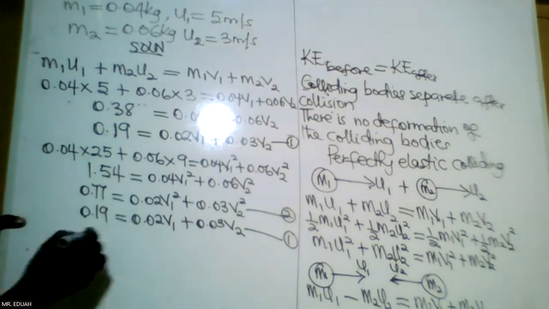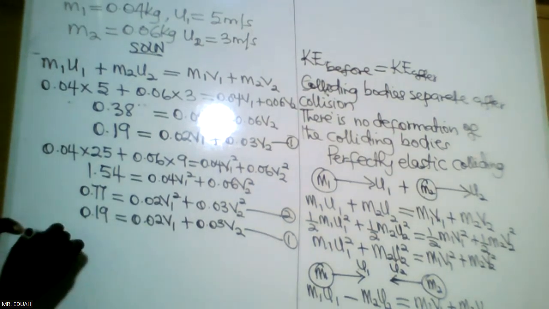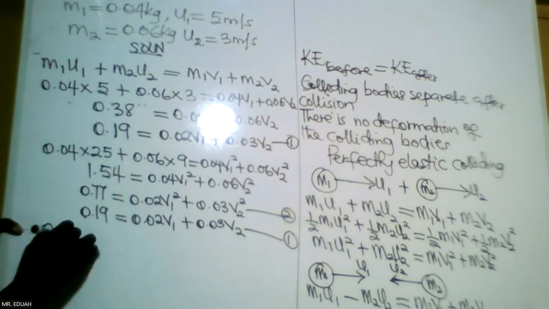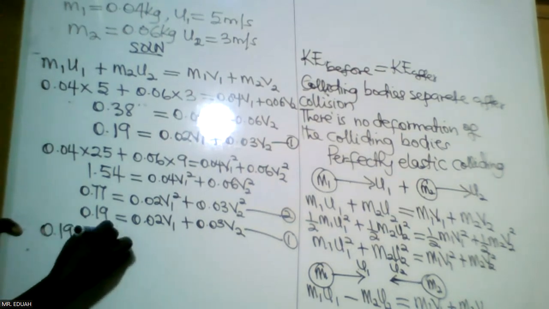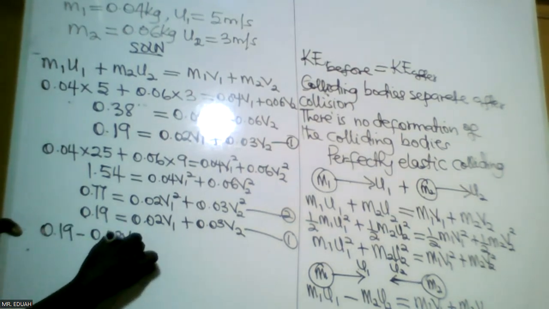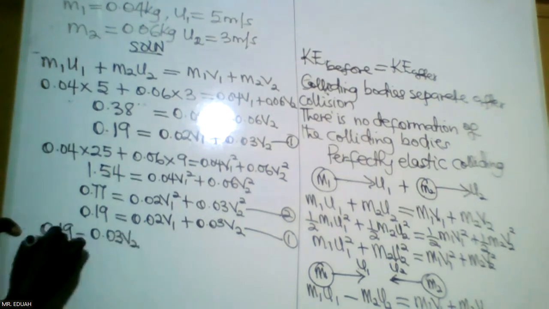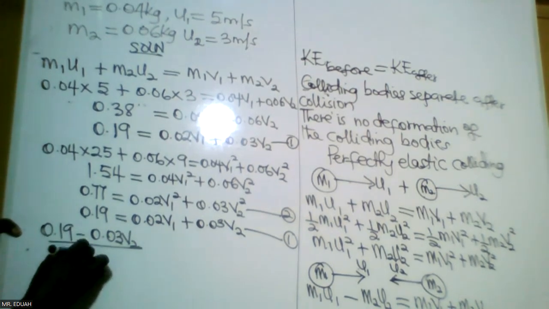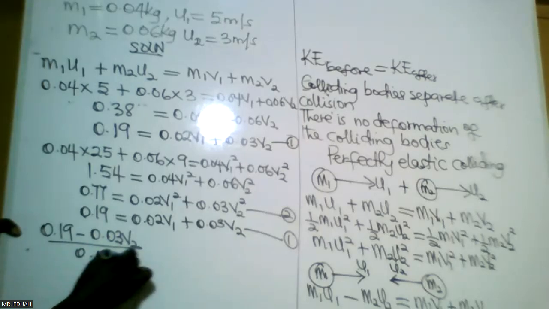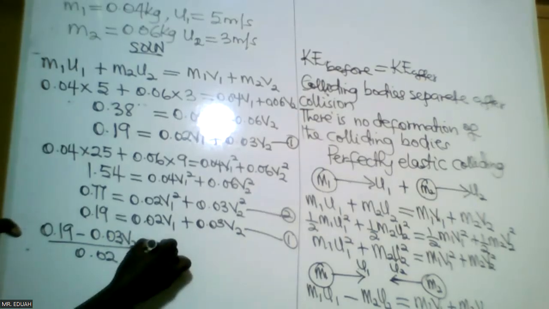So if we make V1 the subject, we have 0.19 minus 0.03 V2 divided by 0.02. This is equal to V1.